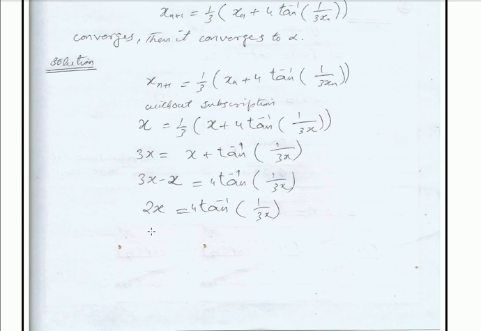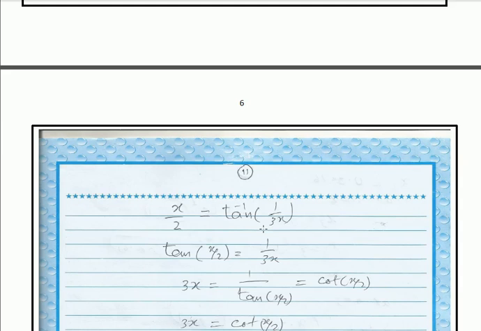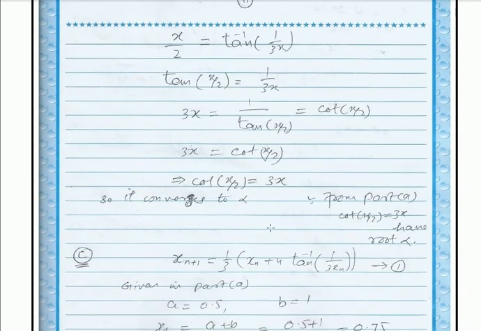After simplification, we get 2x = 4 tan^-1(1/(3x)). Now, when we arrange it, we get tan(x/2) = 1/(3x). After simplification, we get cot(x/2) = 3x. So it converges to alpha, because this is the equation given in part A, which we have proved has a root between 0.5 and 1. So the given iteration converges to alpha.